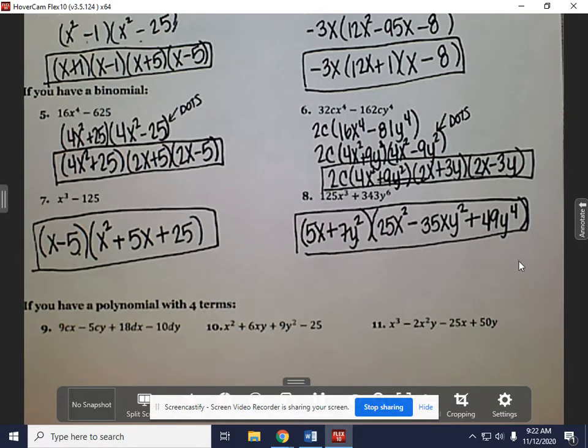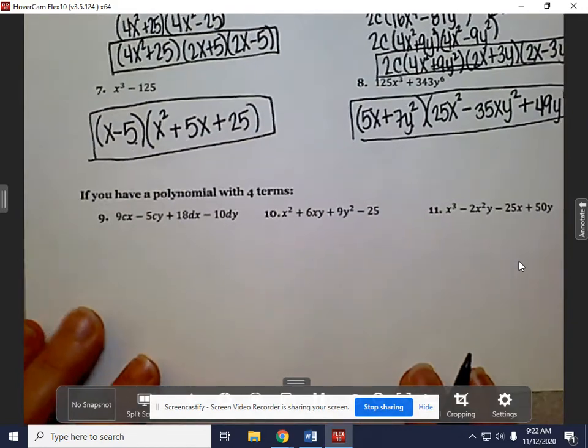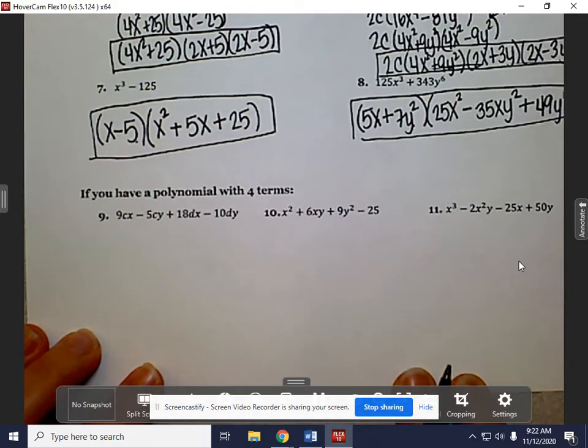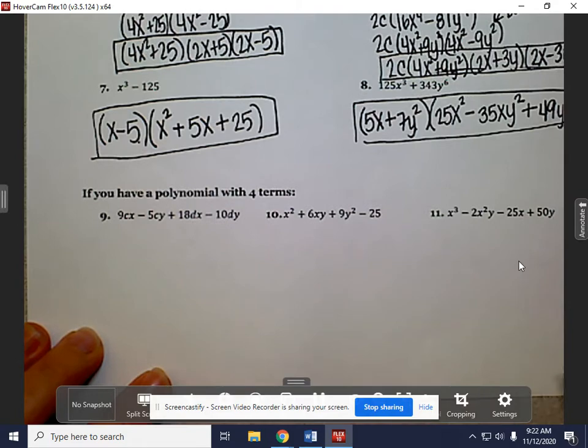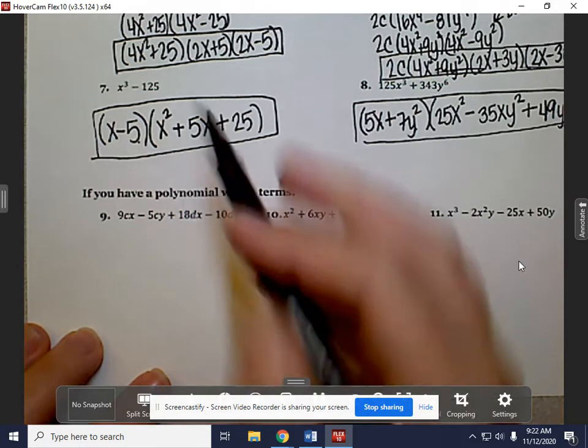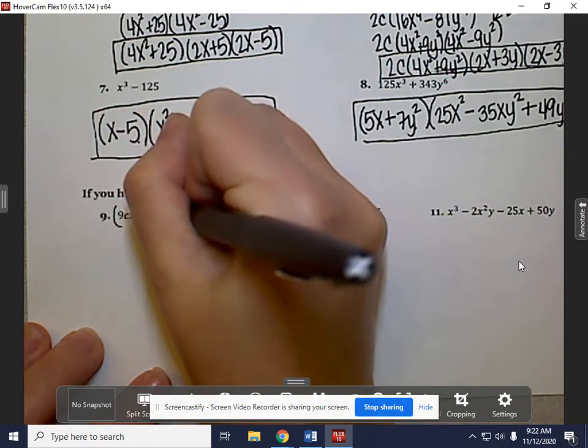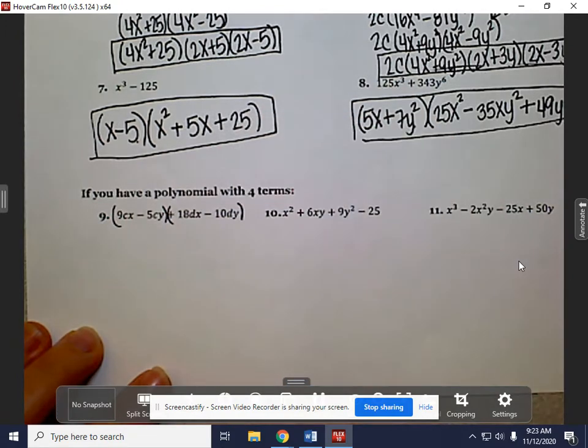Okay, so what happens if we have a polynomial with 4 terms? That's when we're going to use grouping. So grouping, you kind of look and see, all right, I look here, I'm going to make 2 groups. From each group, I'm going to take out my GCF. In my first group, my GCF is just c.